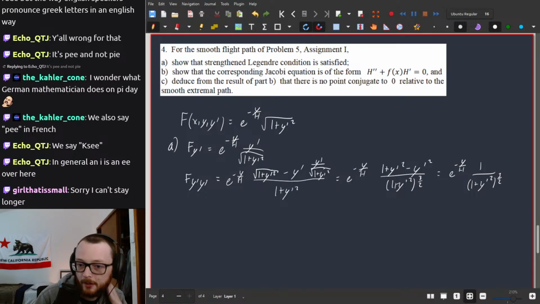Okay, and so the point here is that that bad boy is greater than or equal to 0. This bad boy is greater than 0. So we are greater than 0, and we're good.